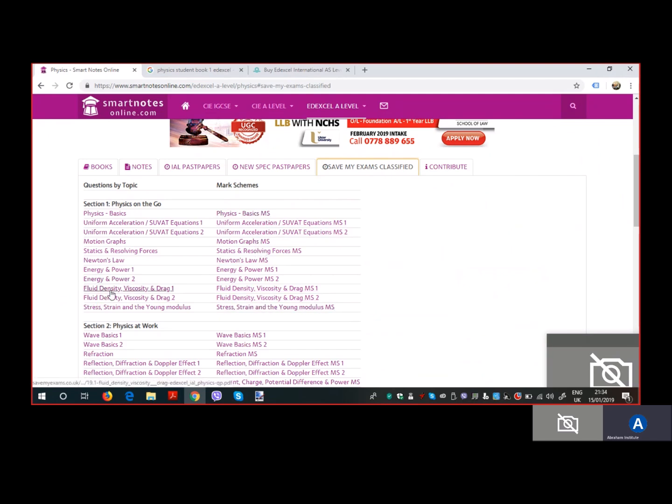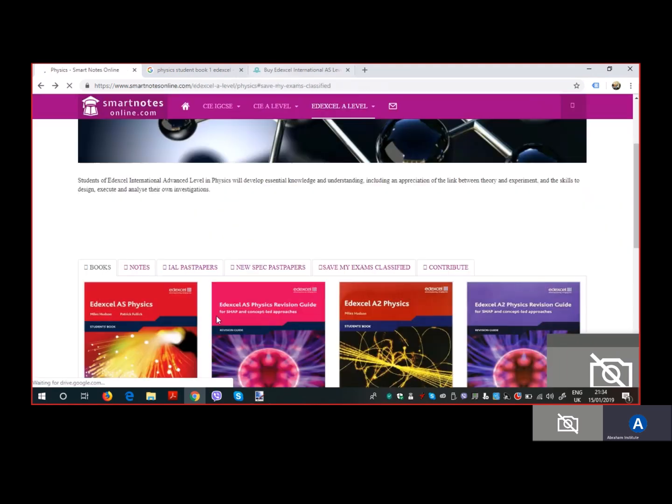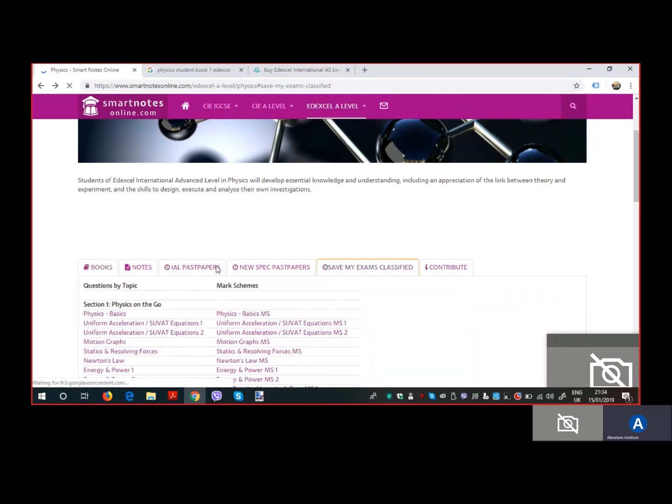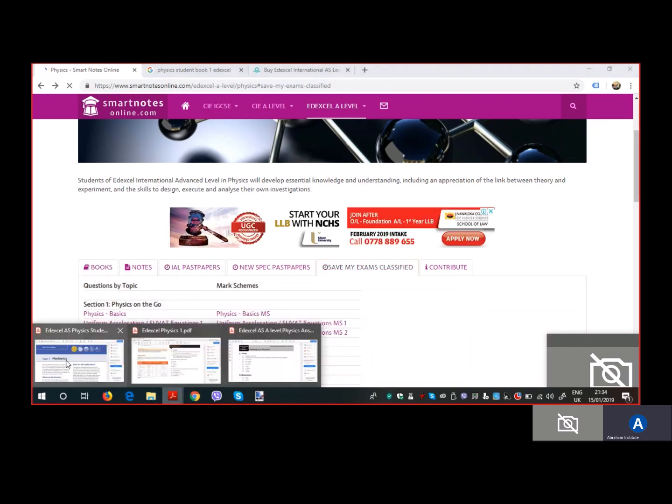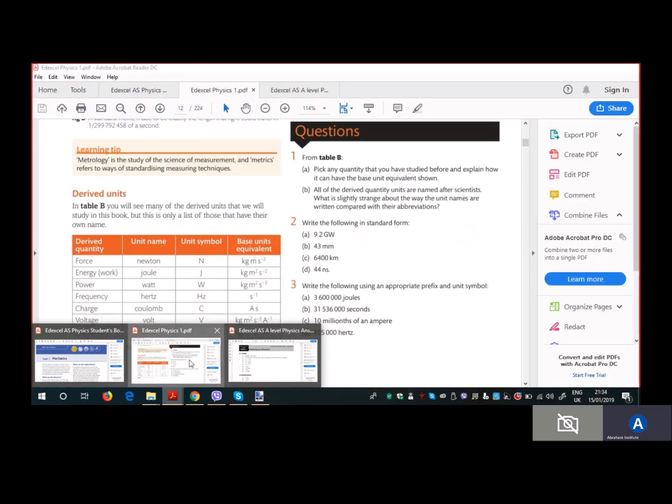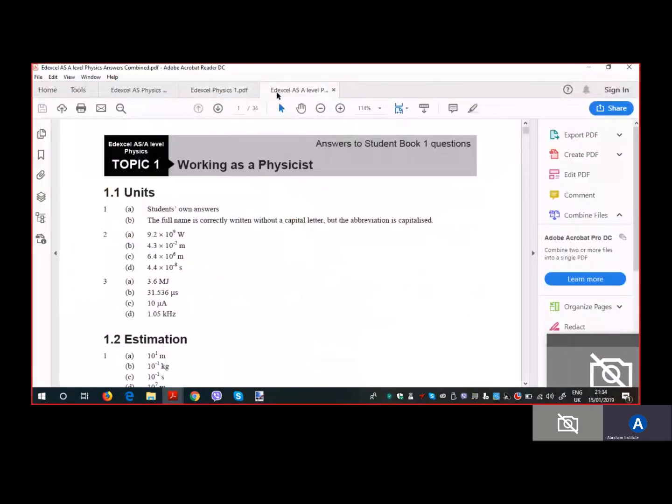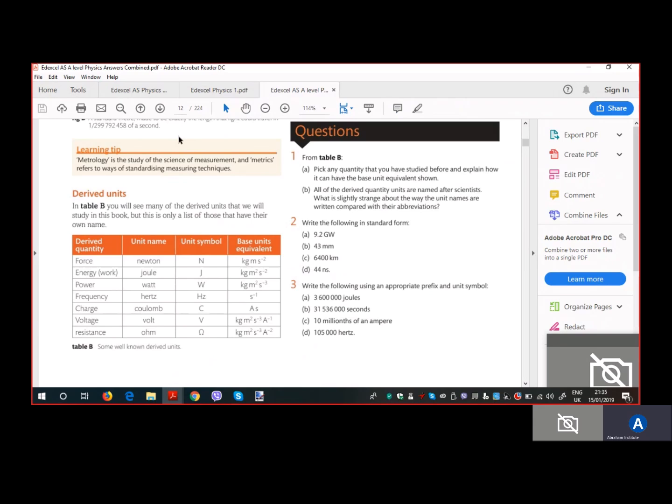You said you had some problems with fluid density. See, physics basics. Now you can download this, and then this is the mark scheme of that. All right, you can check it later. Okay, then where were we? Okay, so this book, the answers are also there. So these are the answers. I can send this to you.